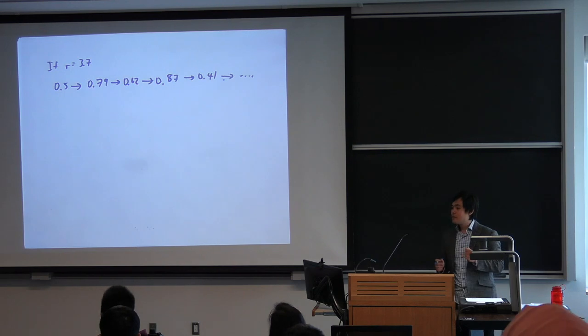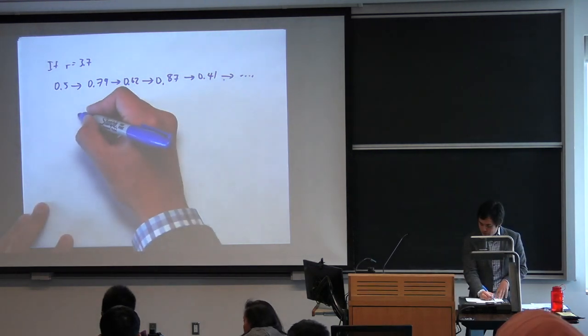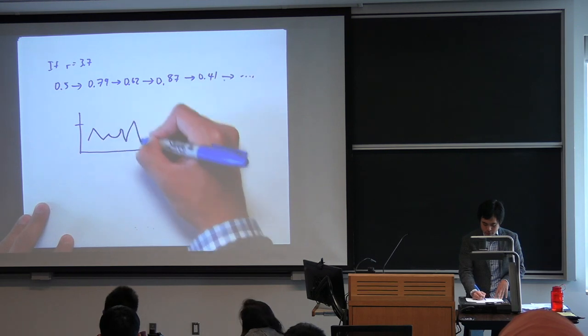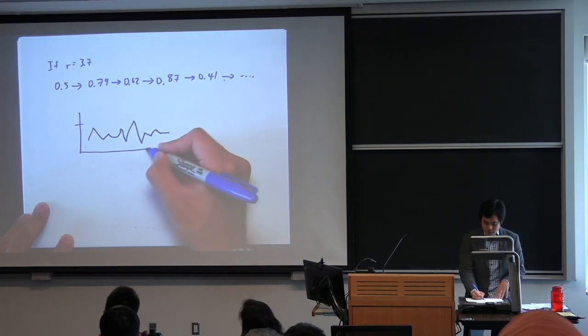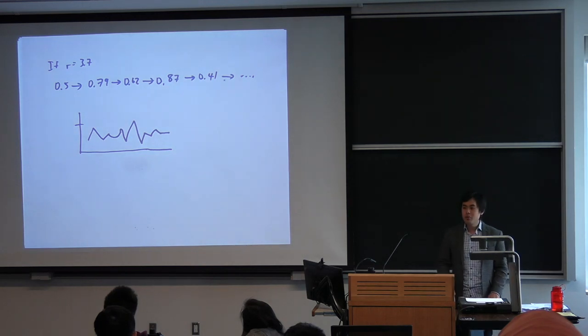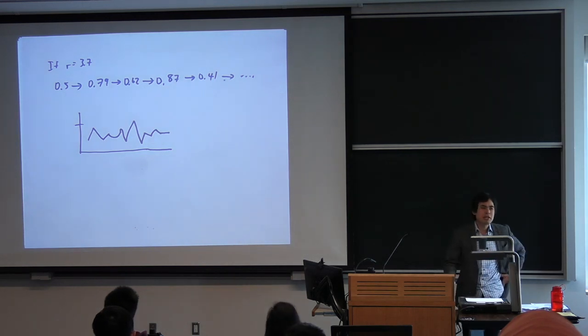Do you have a question? Yeah, sure. For this function, if you saw that x was 0.41, could you then predict that x0 was 0.5? Can you go backwards? So if you knew exactly what it was, I think it is injective, so I think you could if you knew everything.